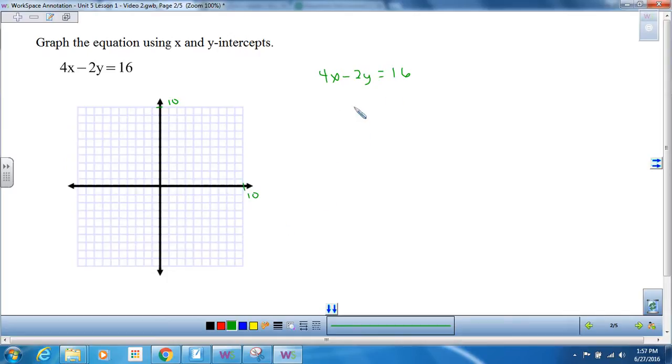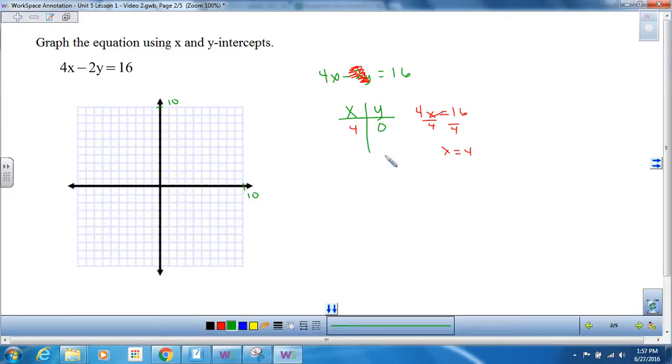Alright, so if we want to find the x-intercept, remember, we're plugging in 0 for y, which means we can cover this part up, because negative 2 times 0 will just be 0. So you get 4x equals 16, divided by 4, so the x-intercept is 4, 0.